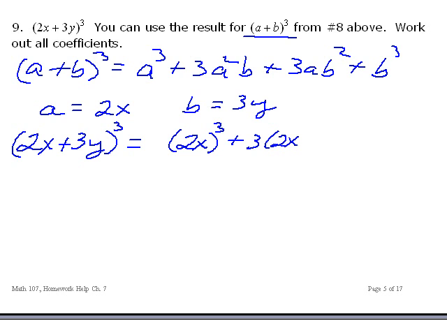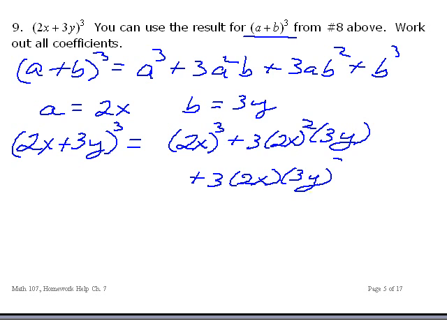So I've got 2x squared multiplying 3y. The next term is 3. I just got plain old 2x, but I have 3y squared, and the last term, 3y cubed.